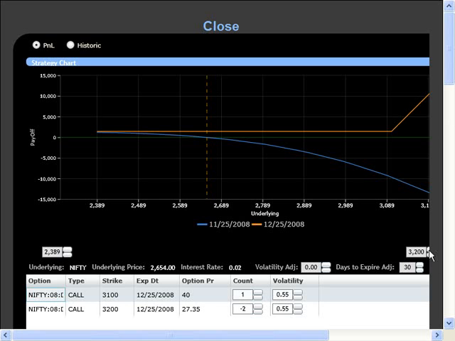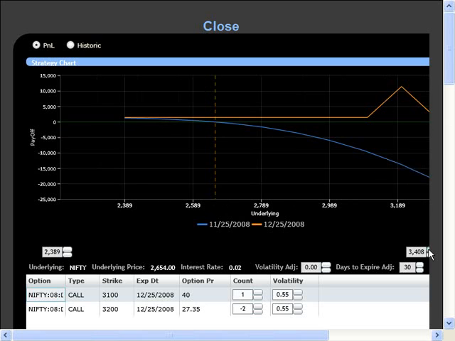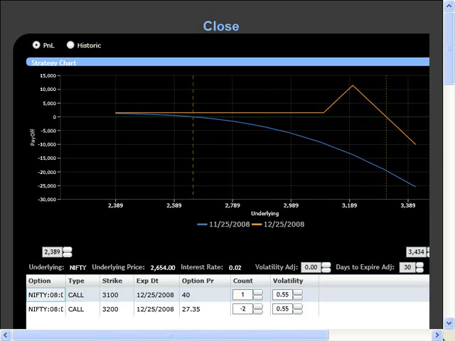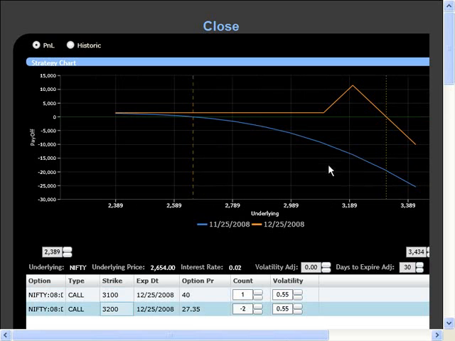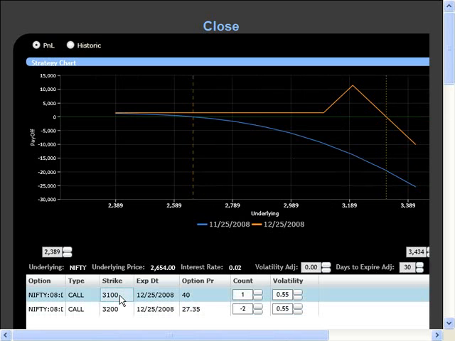and I will increase the upper range on the x-axis. So in this call ratio spread, we're buying one call, December 25th, 2008, strike of 3100, and then selling two calls, strike 3200, same expiration date, and this is how the profit graph looks. So I am going to make at least 1470 if the Nifty stays below 3100.